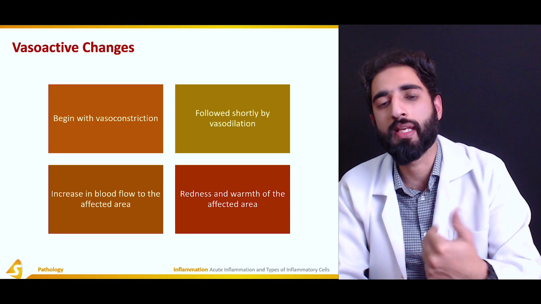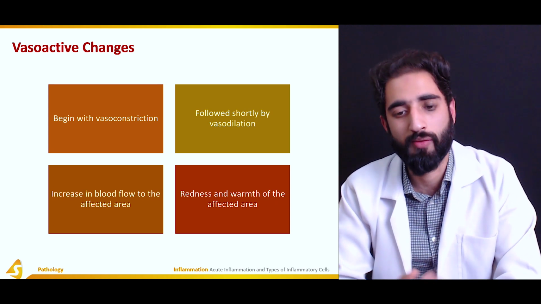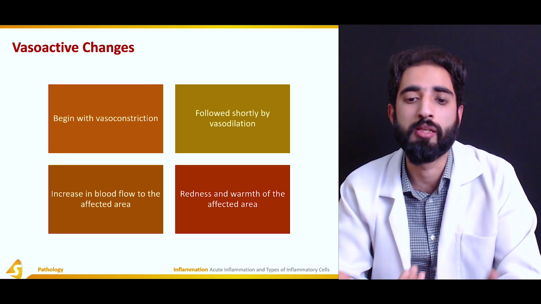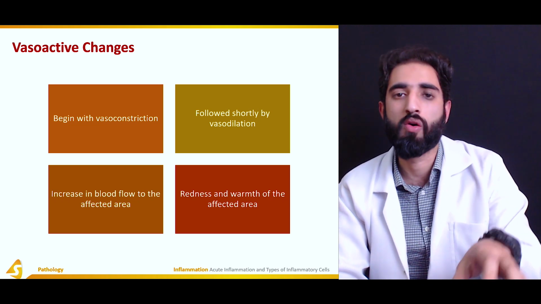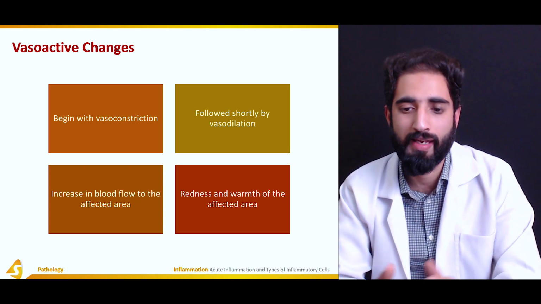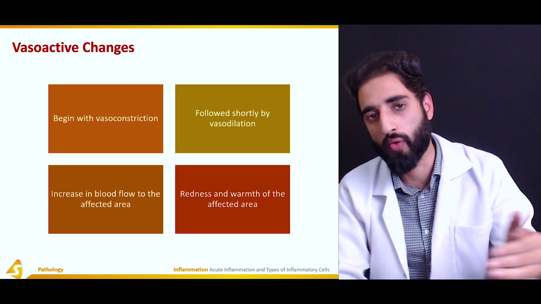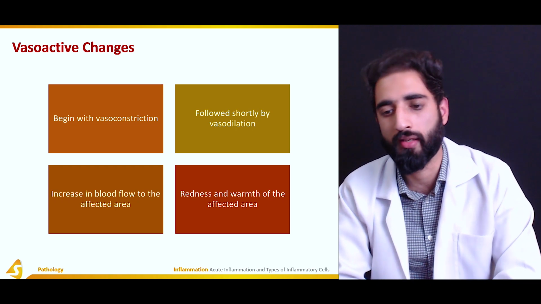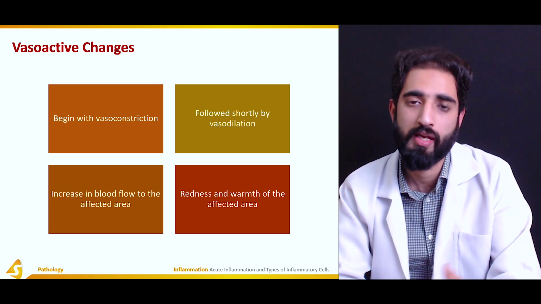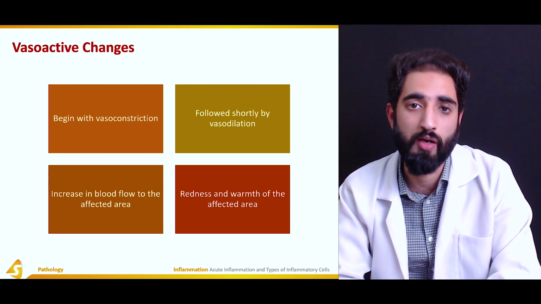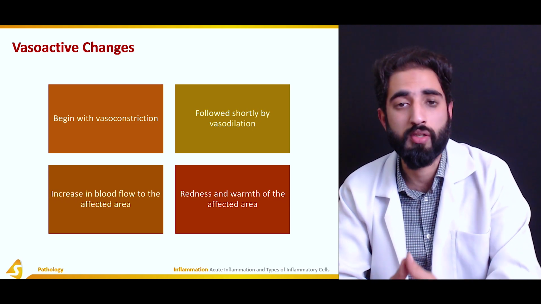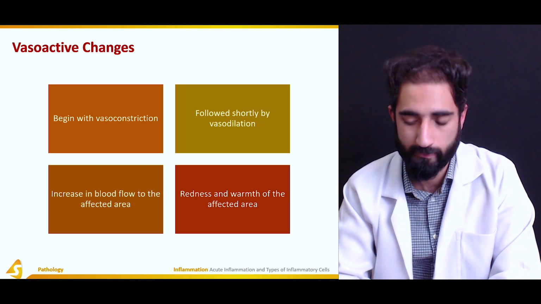This increase in the lumen of the blood vessels results in an increase in the blood flow to the affected or inflamed area. And at the end, because there is a greater amount of blood coming into that area, obviously there is redness and warmth in the affected area, which are two very important cardinal signs of inflammation as well.